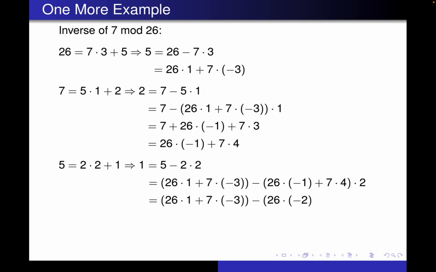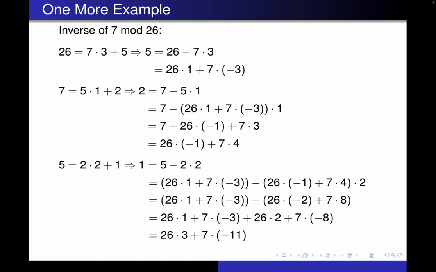So first thing I'm going to do is multiply that 2 through the parentheses. So that 26 times negative 1, we multiply it by 2 to get 26 times negative 2. For the 7 times 4, that's going to become 7 times 8. Then we're going to distribute that negative sign. The 26 times negative 2 becomes 26 times positive 2. The 7 times positive 8 becomes 7 times negative 8. And then we combine our 26's. We have 26 times 1 plus 26 times 2. That gives us 26 times 3. We combine our 7's. We got negative 3 of those on the left, negative 8 of those on the right. We get 7 times negative 11.